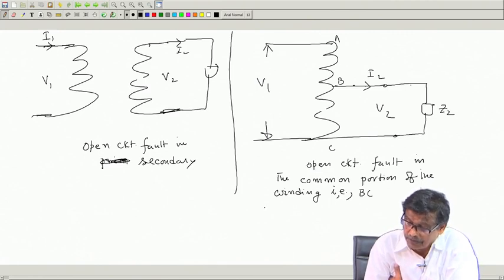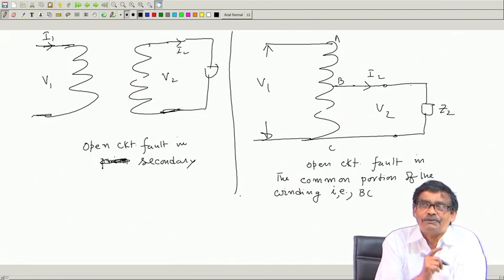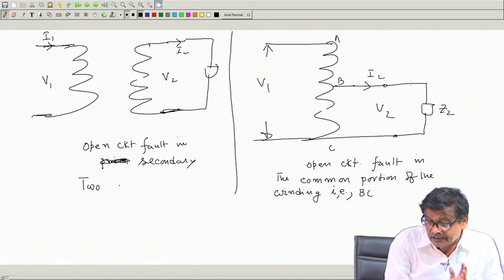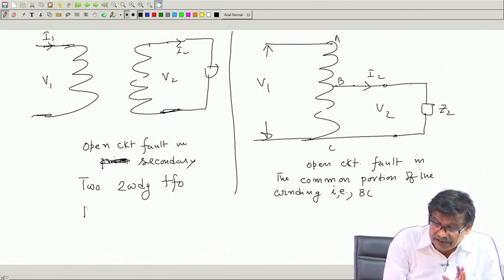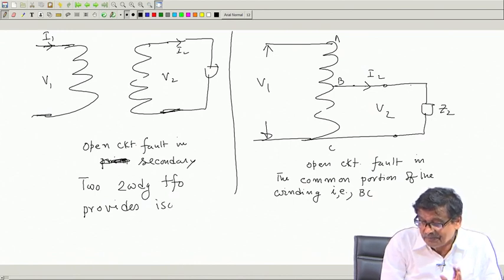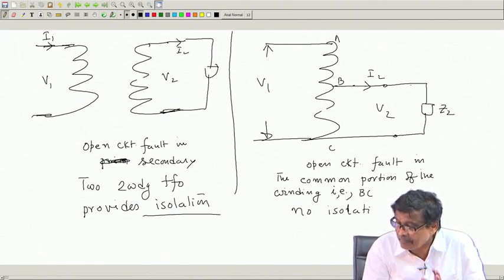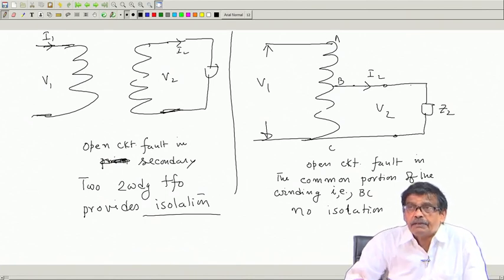So, an auto transformer does not provide isolation. Here, if such a thing happens, it is isolated from the primary. So, isolation is the biggest point: the two winding transformer provides isolation. Here, no isolation, in case an open circuit fault takes place in the common portion of the primary and secondary.